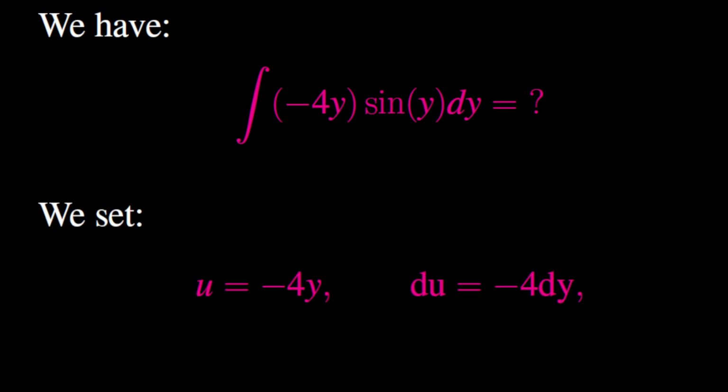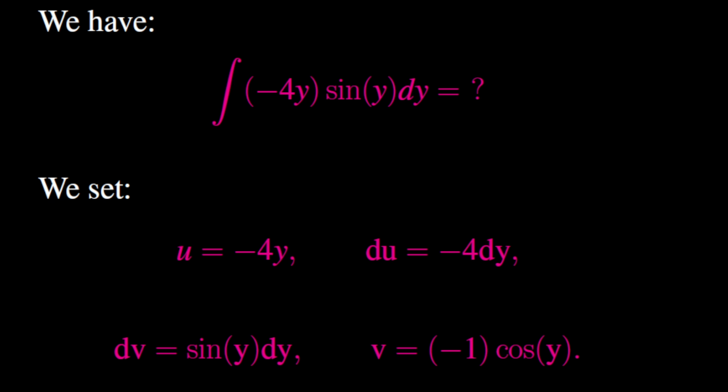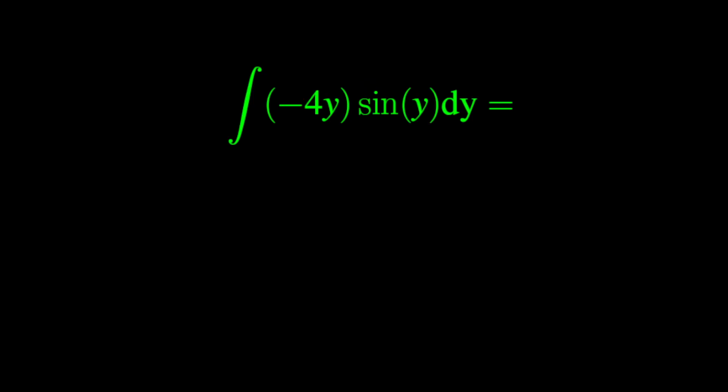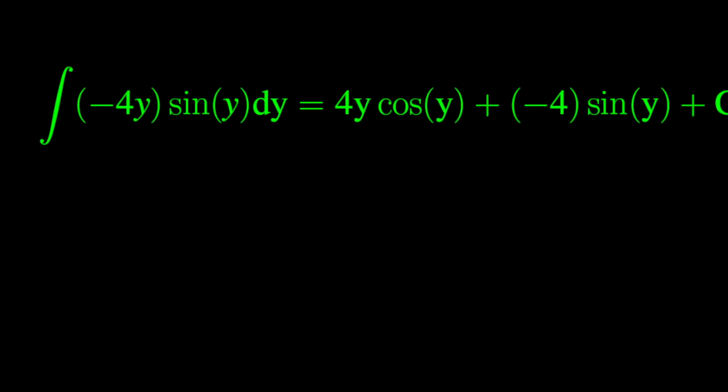Therefore, we set u equal to minus 4y, so du equals minus 4 dy. And dv equals sine of y dy, and v equals minus 1 times cosine of y. Finally, the integral of minus 4y times sine of y dy is equal to 4y times cosine of y, plus minus 4 times sine of y, plus a constant c.